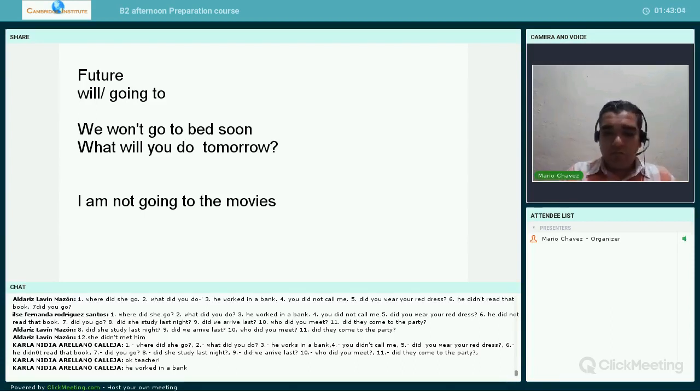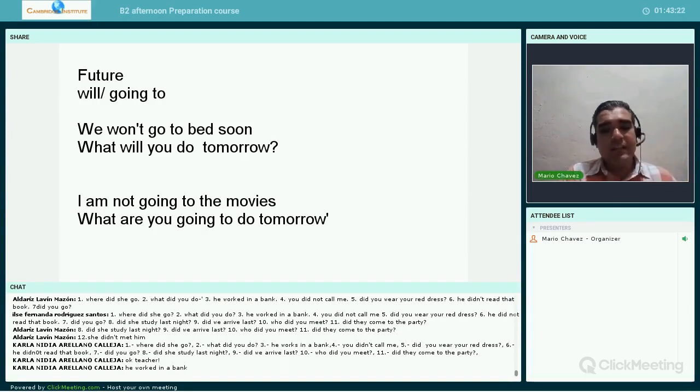And with going to, the same way. But in this case, the auxiliary verb is the verb to be. What are you, the person, going to do tomorrow? As you can see, they are the same questions, but one is with will and the other one is with going to. So how do we know when to use will and when to use going to?